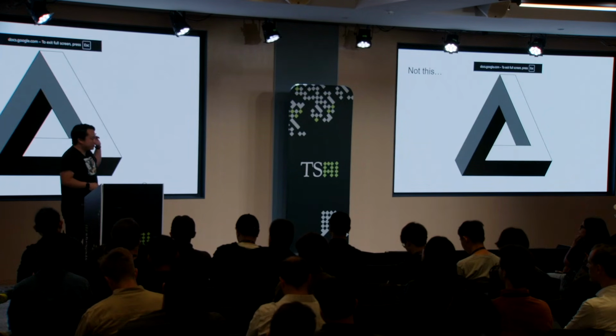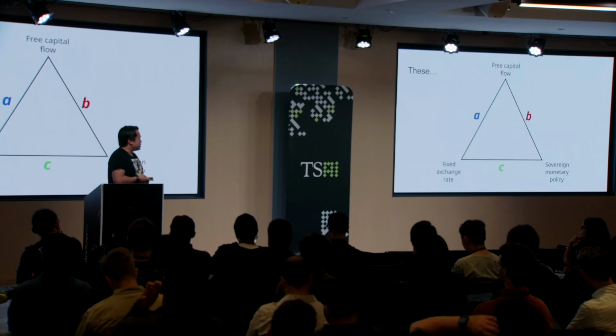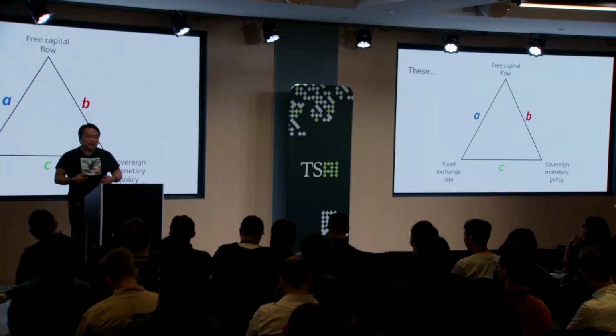When I talk about impossible triangles, I don't mean this one, which you might have seen in math. I actually mean this other one, which if you've taken a macro econ 101 class, you might be familiar with: the impossible trinity of macroeconomics. You have free capital flow, a fixed exchange rate, or sovereign monetary policy. You can pick 2 out of 3 at best, but you cannot pick all 3. And you can validate it yourself by thinking about it as if you ran your own country someday.